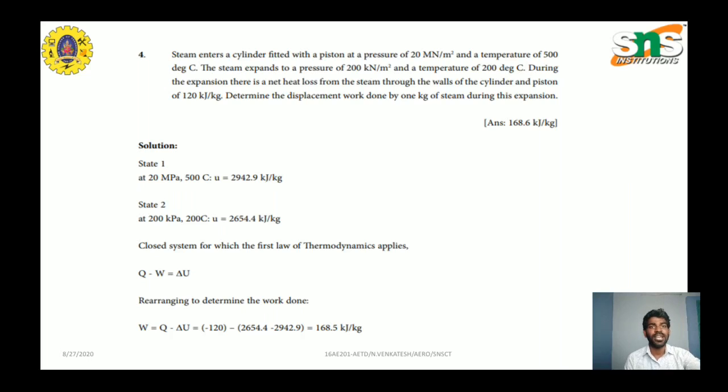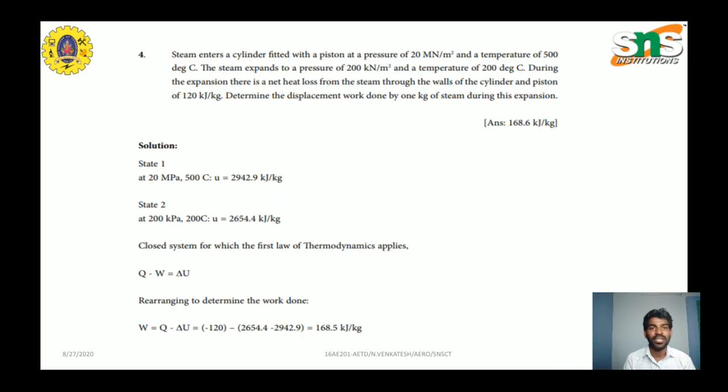In general, to solve the problem, we first write the given data and what is to be found, then we go to the solution section. In this problem, the given data are the pressure of 20 MN/m² and the temperature of 500 degrees Celsius, and the pressure at the exit stage is 200 kN/m² and the temperature at the exit stage is 200 degrees Celsius.